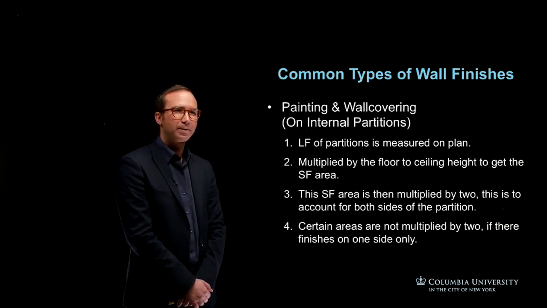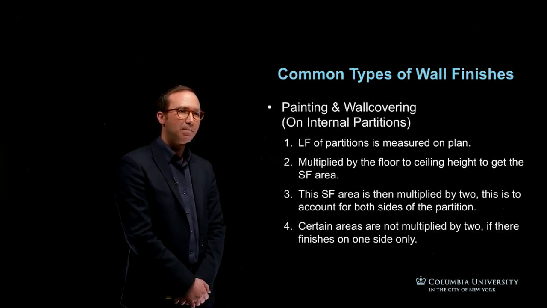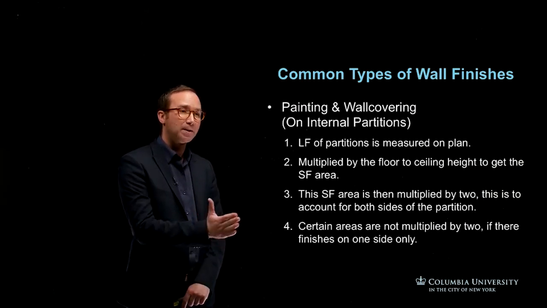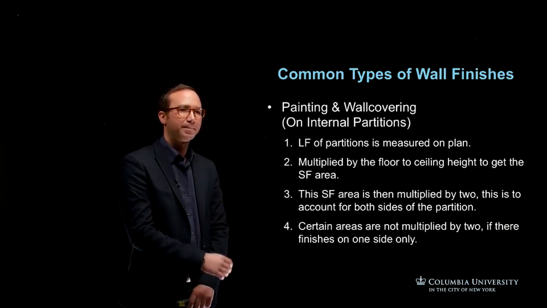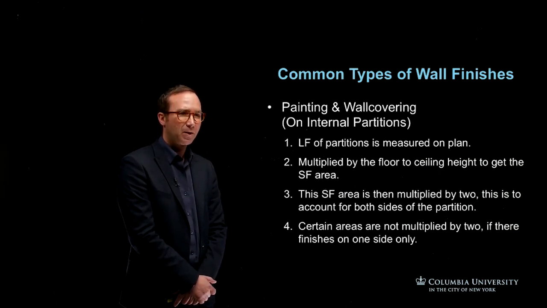Common types of wall finishes: painting, all types of wall coverings, and on internal partitions. So the way you measure it on plan is, first of all, linear foot. You then multiply by the floor to the ceiling height to get the full square foot area. Now you've got to remember there's a few little tricks as you're measuring these items. If you're doing a partition, you're going to need to do both sides if it's the same material, particularly painting. So the square foot area then is multiplied by 2. This is to account for both sides of the partition. You'll just remember that it's not always the case, so sometimes you might have one material finish, so you don't do that all the time.